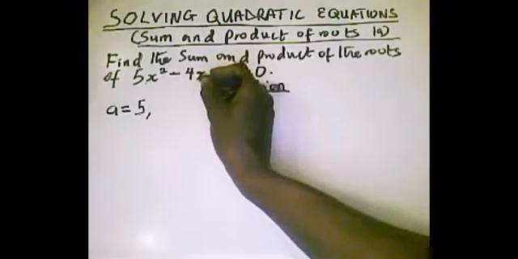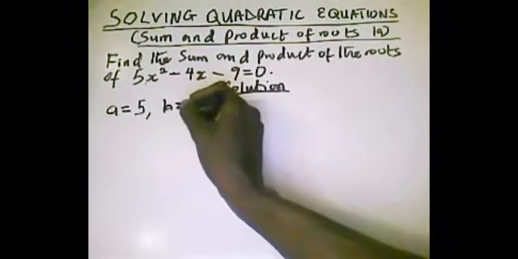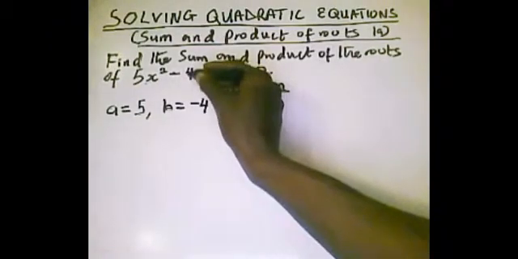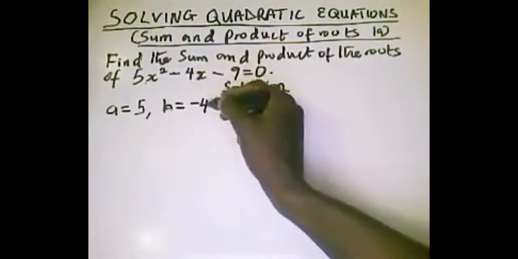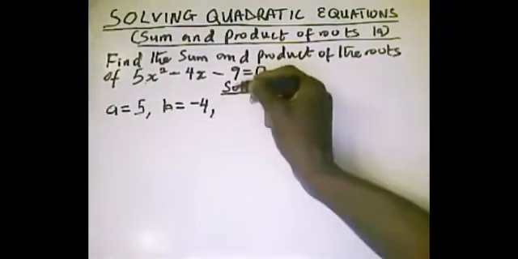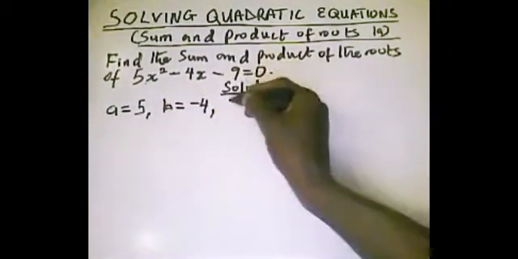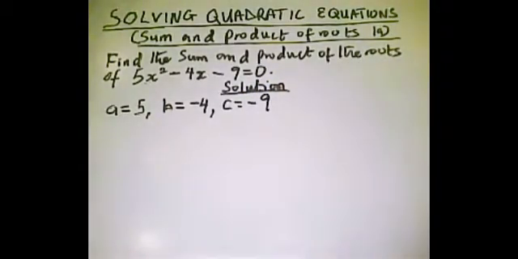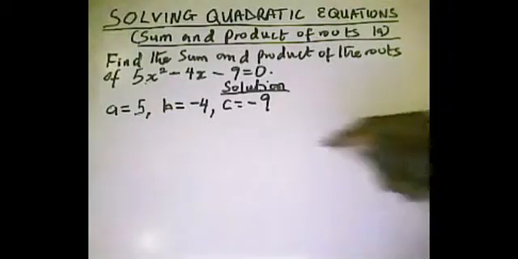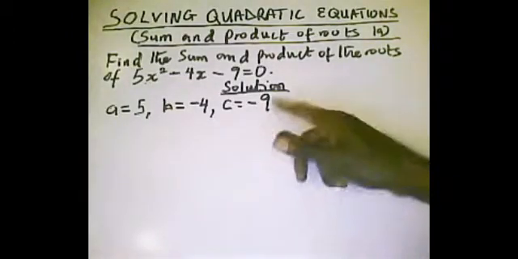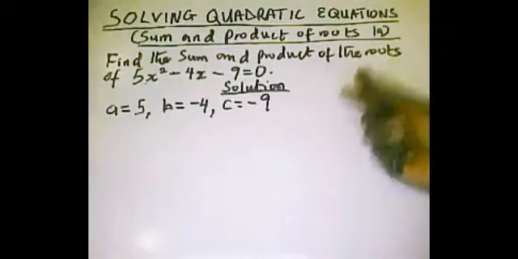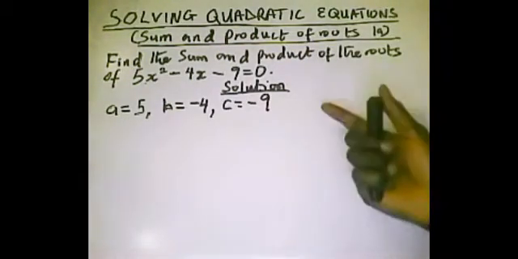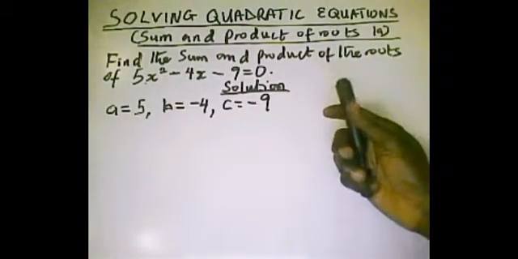Now the coefficient of x is b, and the value is minus 4. So whatever the sign of the number in front of x, make sure you put it there. Very, very important, okay? Now the constant term is minus 9. So this is the first step. I believe by now you should understand what I'm doing, because we have already treated something like this in our previous lesson. So please, if you have not watched our previous videos on roots of quadratic equations, I would advise that you do so after this lesson.